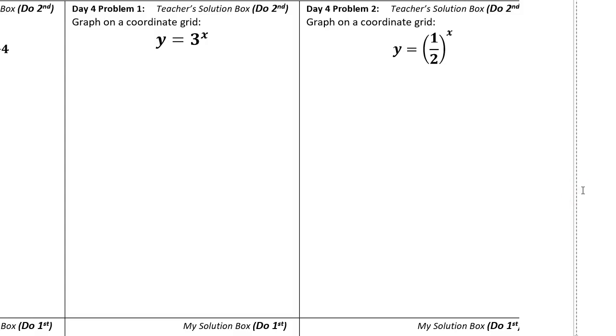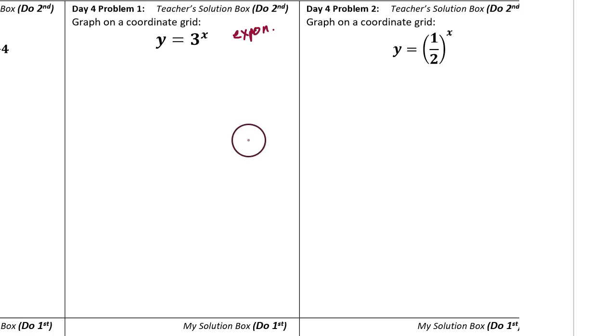Here is the answer for day 4, problem 1. Graph on a coordinate grid. We have the expression y equals 3 to the x. This is called an exponential function. It's going to make a predictable shape on the grid, but until you've done a few of these, you're not going to know what shape it is.